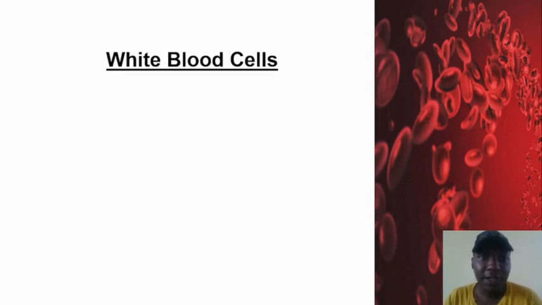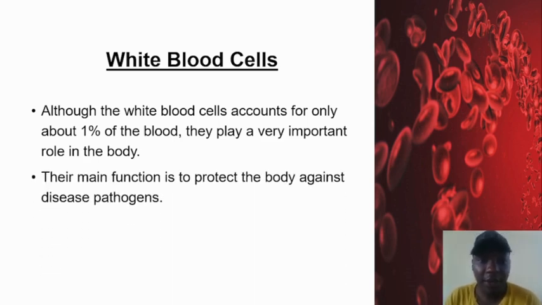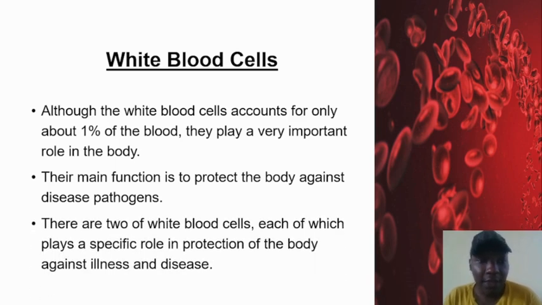Now, moving on, let's see the white blood cells. Although the white blood cells account for only about 1% of the blood, they play a very important role in the body. Their main function is to protect the body against disease pathogens. So the white blood cells are there to defend the body against the various disease-causing pathogens.